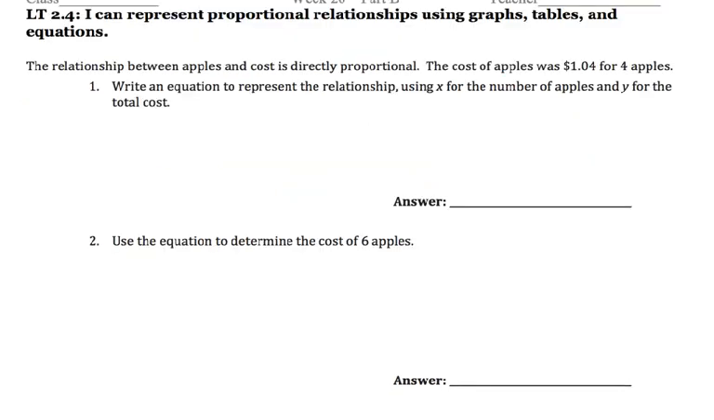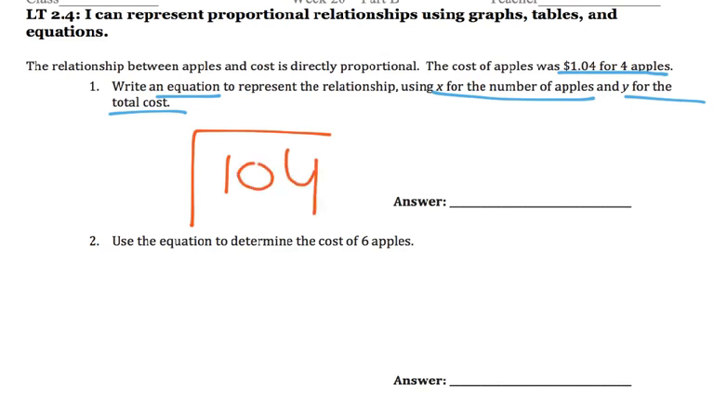So now we have to find an equation for $1.04 for 4 apples. And then the equation you use is x for how many apples and y for the cost. First, we have to figure out the unit rate. So you have to figure out how much it would cost for an apple. So now we have to divide 1.04 by 4. Don't forget about the decimal. The decimal just moves up on the line.